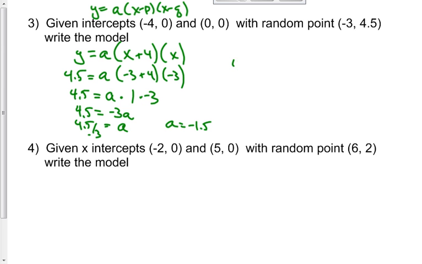y equals your a value that you just got, negative 1.5. Your intercepts, the first one was at negative 4, goes in as x plus 4, and the second one, x minus 0, is just x. So we have negative 1.5 times (x plus 4) times x. And we're going to try this just one more time. Your intercepts are negative 2, 0, and 5, 0.